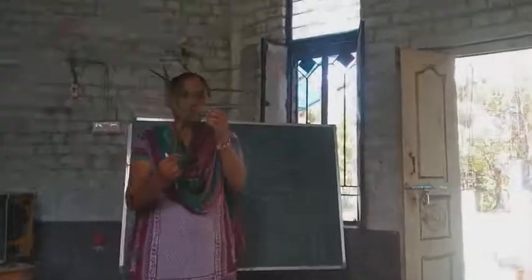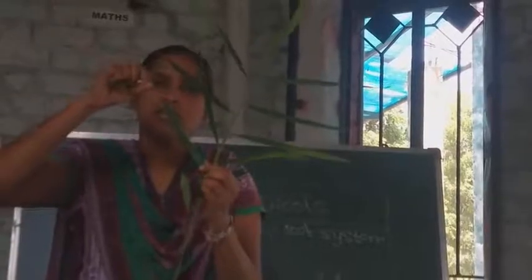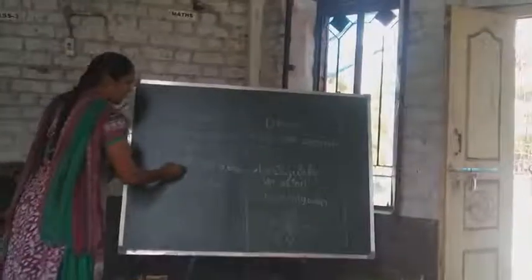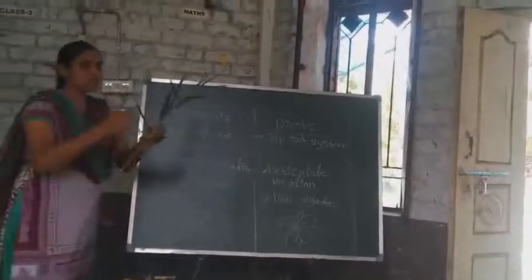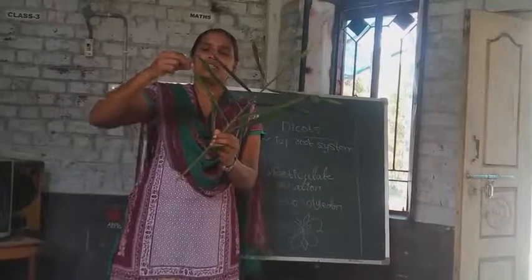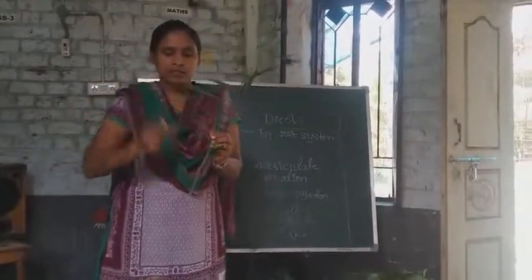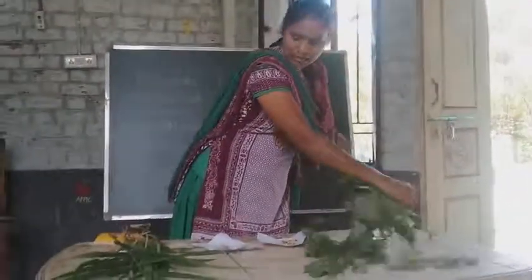So, in monocots, the veins are arranged parallel like this. They end at the tip of the leaf. See here. In monocots, what type of venation is there? Parallel venation. It means they start here and end at the tip of the leaf. There is no midrib. And when we come to the root, you can observe these two plants.